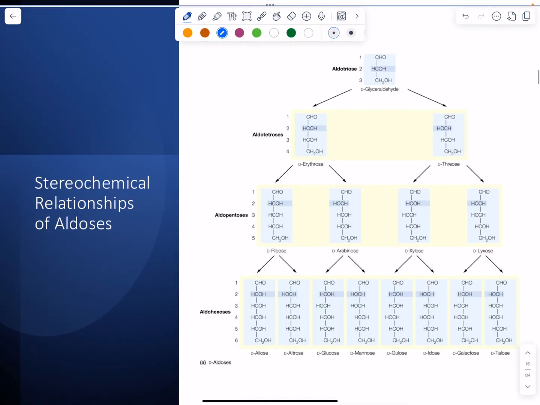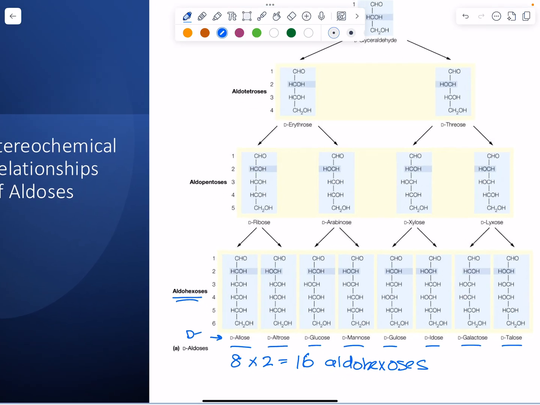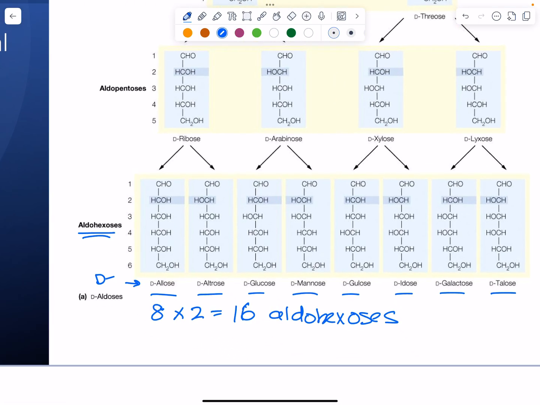So if we look here, by the time we get to the aldohexoses, we have 1, 2, 3, 4, 5, 6, 7, 8. So we've got 8 times 2, 16, because these are just the Ds, right? And then the L's give us another 8. So we have 16 aldohexoses. Okay? And these have names like allose, altose, glucose, mannose, gulose, idose, galactose, and talose.